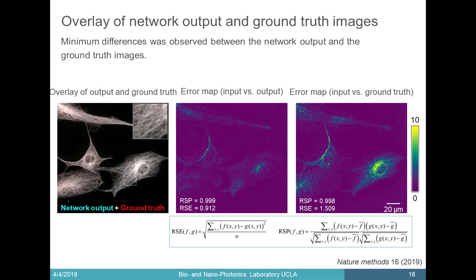To do a more intuitive comparison, we also overlaid the network-enhanced image and the ground truth image in different color channels. If there is any mismatch or artifacts, we should be able to see a color block there. However, we see that it's a uniform white-colored image that indicates the high degree of agreement.